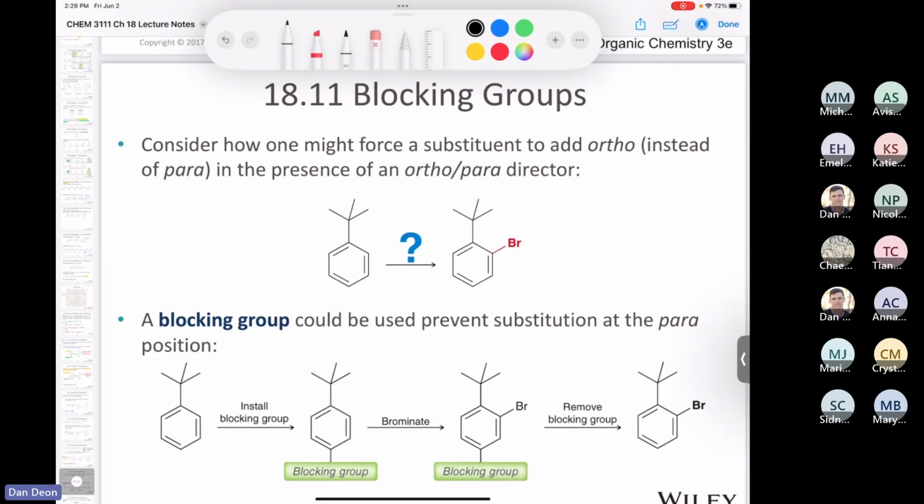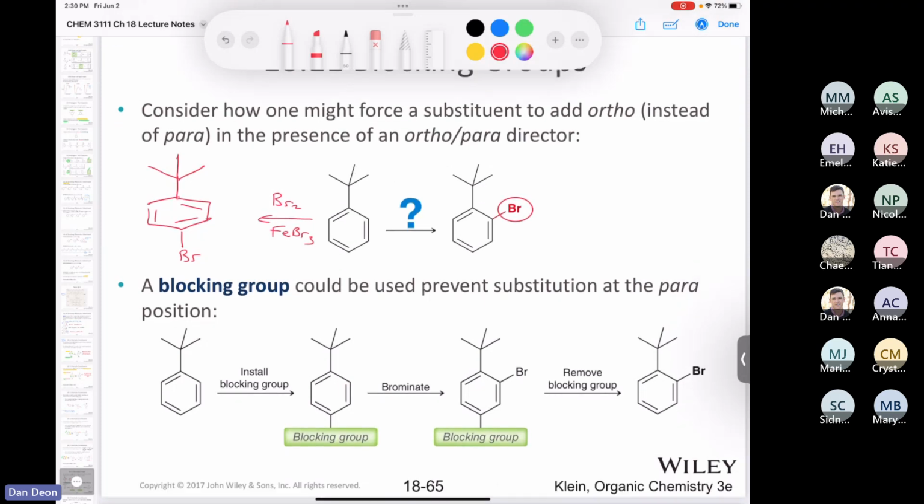So let's say you wanted to take this molecule, tert-butylbenzene, and you wanted to convert it into 2-bromo-tert-butylbenzene. If you just treated this molecule with bromine, so Br2 and FeBr3, you're only going to get bromination occurring in the para position, right? A tert-butyl group is just humongous. It's so big, you're only going to get this. So how would you install the bromine at the ortho position? Well, the way you would do that is you would block the para position. So you would put some kind of blocking group in the way, then you do the bromination, then you remove the blocking group, and there you go.